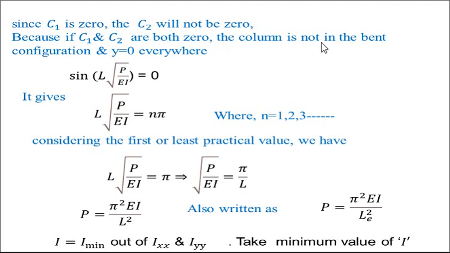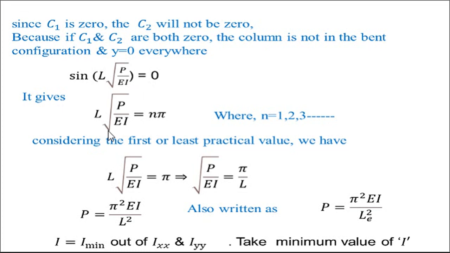So the column is not in the straight configuration, that is, y is not equal to 0 everywhere. This will not happen. The y value is 0 only at the ends, at A and at B, the hinged ends where the bending moment is 0. In that case the displacement is also 0. So you can take sin L under root of P upon EI is equal to 0.